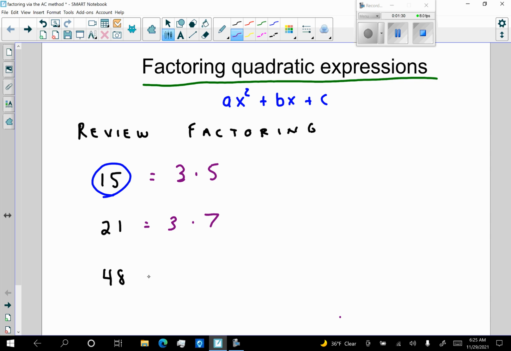And again, if I look at 48, I could go, hey, well, this is going to be 2 times 24, and that's a factorization, but I have to realize that's not the prime factorization because I can factor 24 even more. So hopefully you remember doing prime factorizations of numbers. I can break the 24 down again. I can find another factorization of that. That's going to be 2 times 12.